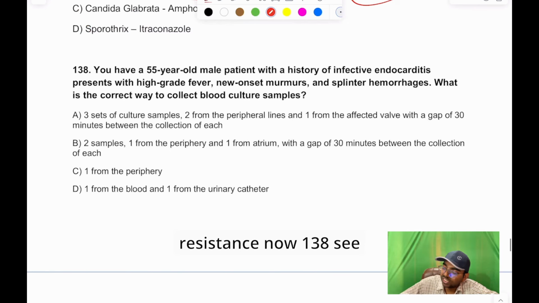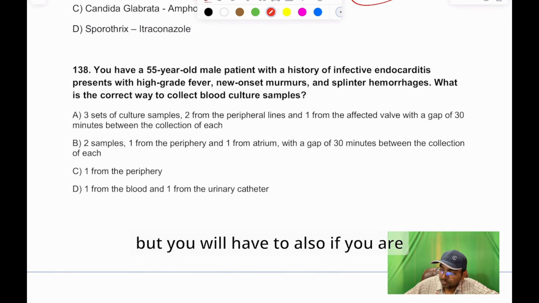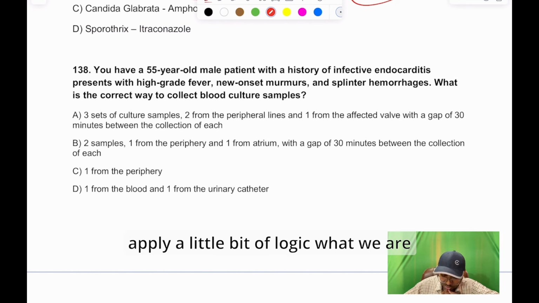Now 138. See, such types of bouncers would be there, but if you are going to attempt, you will also have to just apply a little bit of logic.